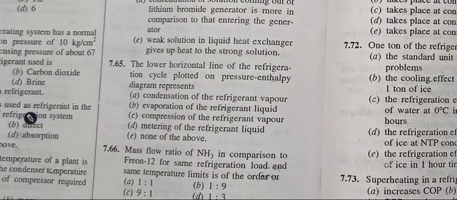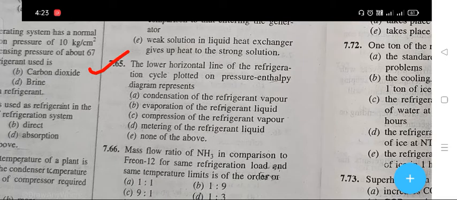The next question is, the lowest horizontal line of the refrigerant cycle plotted on a pressure enthalpy diagram represents. The right answer is B, that is your evaporation of the refrigerant liquid.